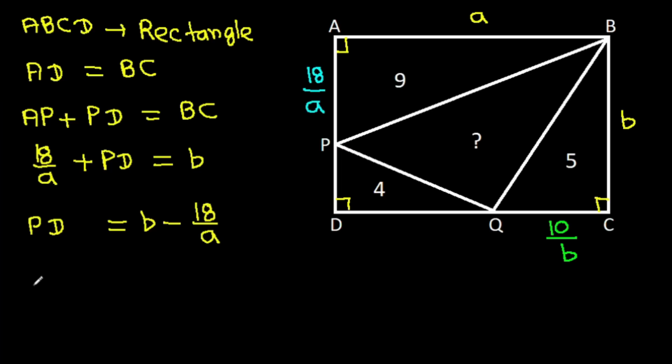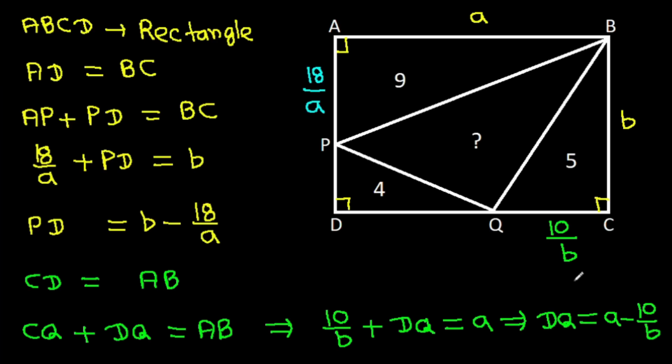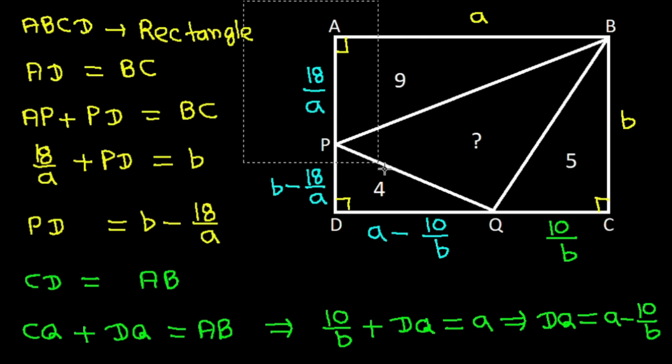And also CD will be equal to AB, and CD is CQ plus DQ, which is equal to AB, and CQ is 10 over B plus DQ is equal to AB, which is A. So from here we can get DQ is A minus 10 over B, and PD is B minus 18 over A.